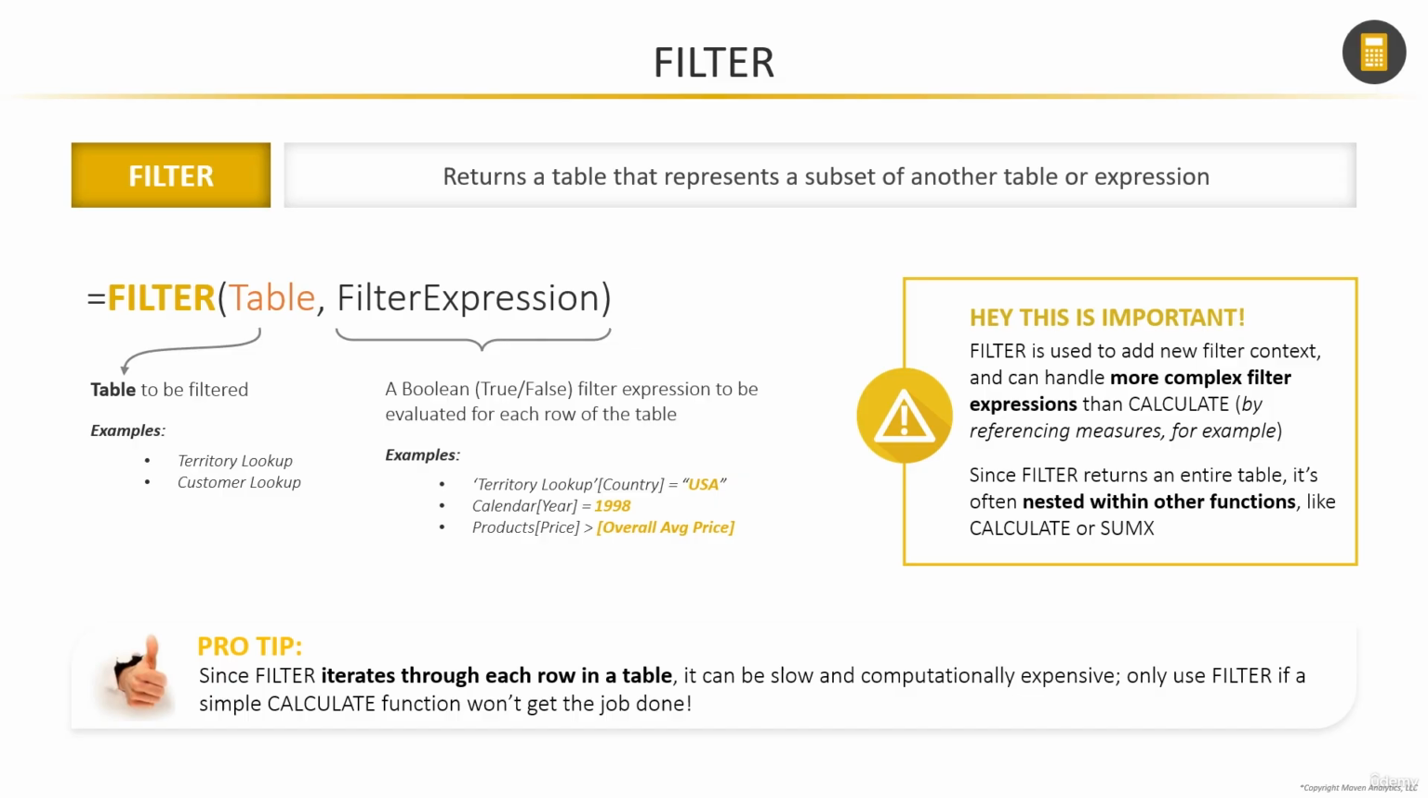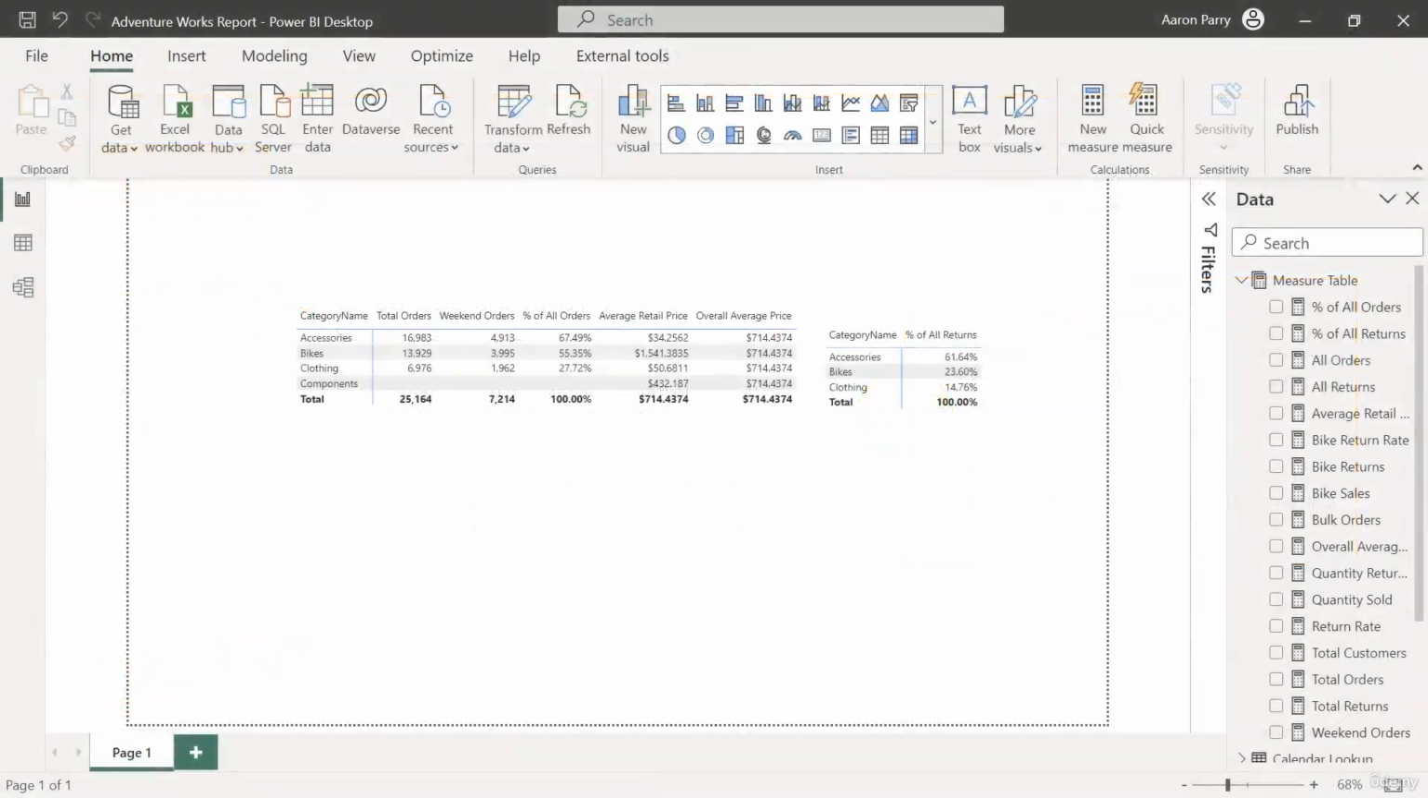All right, so let's open up our AdventureWorks file, and we're going to practice building a brand new measure using this filter function. All right, so we're back in our report, and remember that we had added this overall average price measure. Actually going to delete this other matrix real quick.